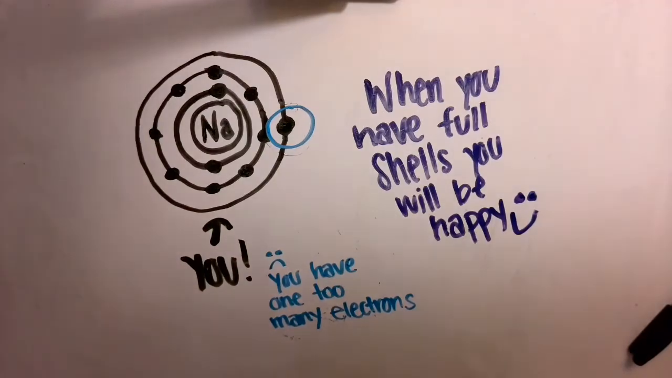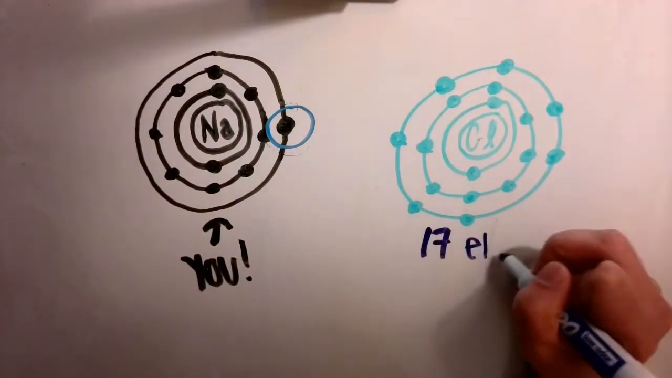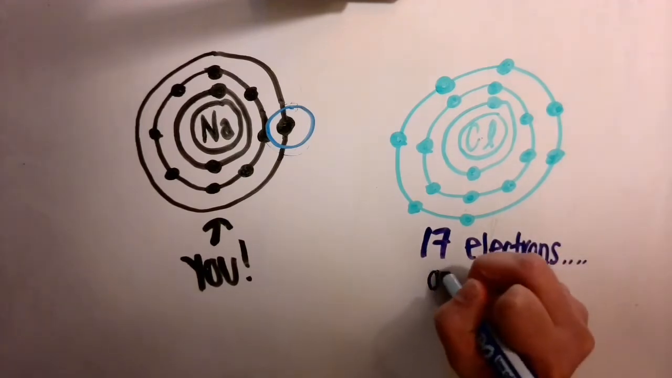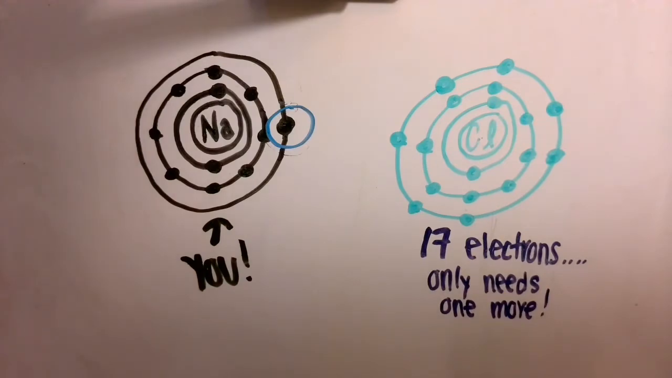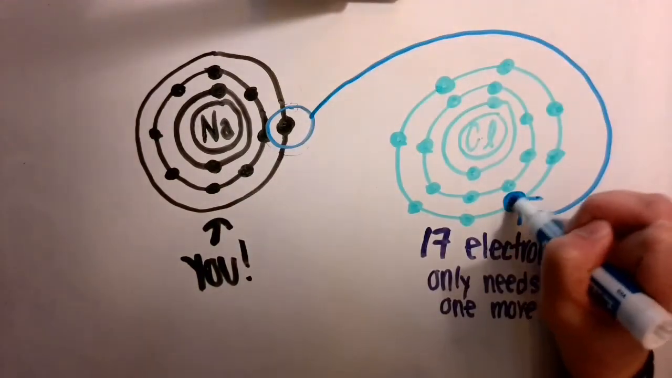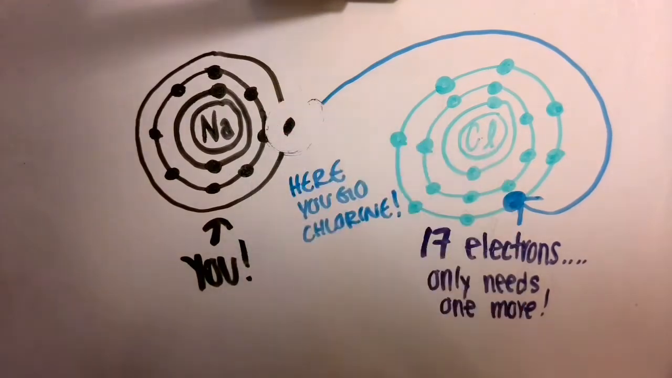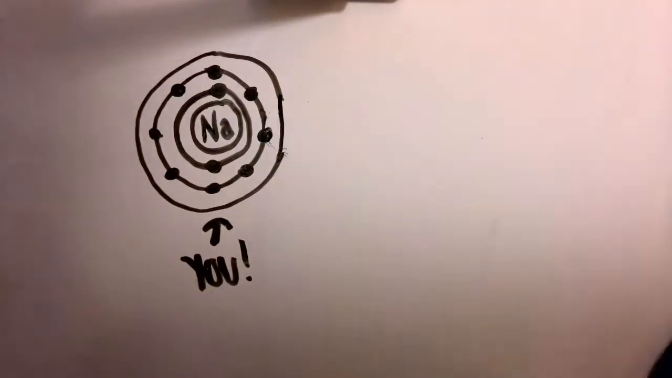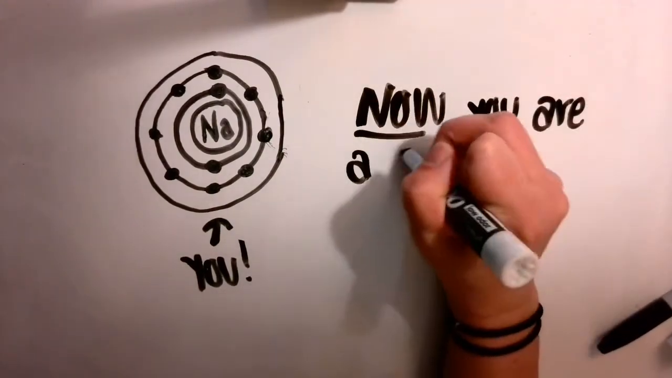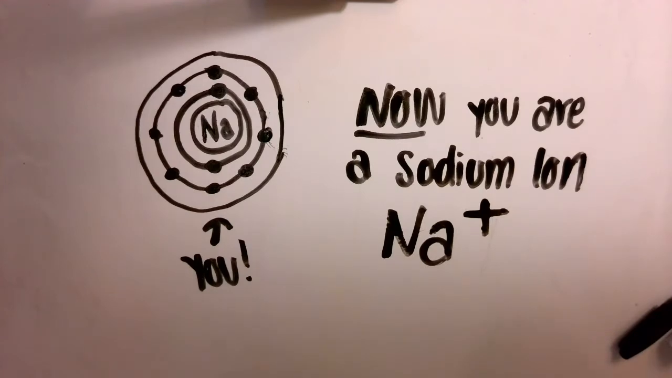So let's look at chlorine. Chlorine has 17 electrons and only needs one more to fill its third shell and be happy. Chlorine will take your extra sodium electron and leave you with 10 electrons inside of 2 filled shells. You're now a happy atom too. You are also an ion and you're missing 1 electron. That missing electron gives you a positive charge.